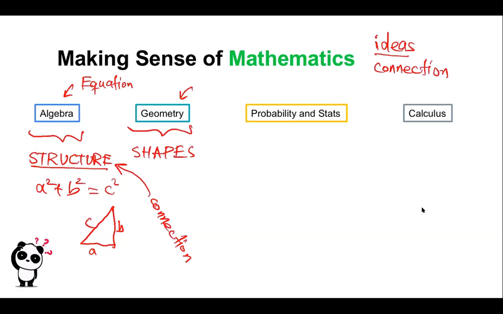Okay, so now we have got that algebra is about structure, then we have shapes, geometry is about shapes, then we have probability and statistics. So can you come up with a single word to define the whole of probability and statistics?